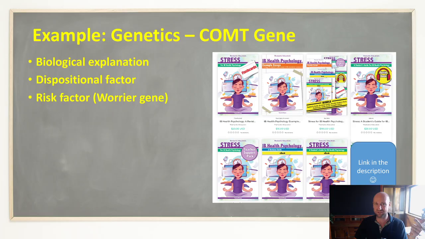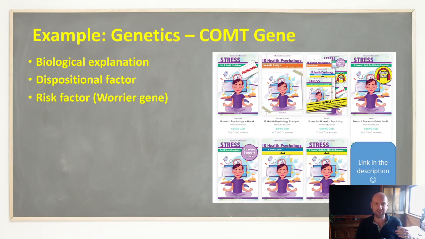It's genetic, so it's a dispositional factor. A risk factor, so the COMT gene, very quickly, is also called the warrior gene. Depending on your genetic variation, you could be a warrior or a worrier. My accent means it's hard for me to distinguish between those two, right? To worry or to war.